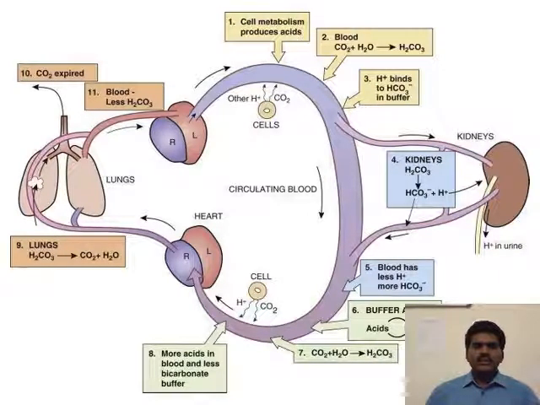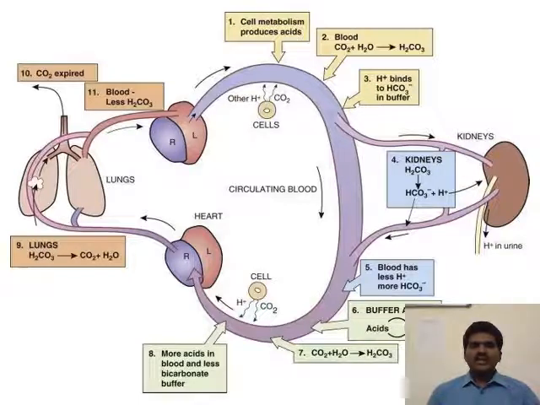So this picture here shows how the acids and bases are handled. In the cells, metabolism occurs and two types of acids are produced: volatile acids in the form of carbon dioxide, and non-volatile acids in the form of hydrogen ions. They enter the bloodstream. In the bloodstream, there is an enzyme called carbonic anhydrase. In the presence of carbonic anhydrase, CO2 binds with water and forms carbonic acid. This carbonic acid is a weak acid and can easily dissociate. It dissociates into H plus ions and bicarbonate buffer.